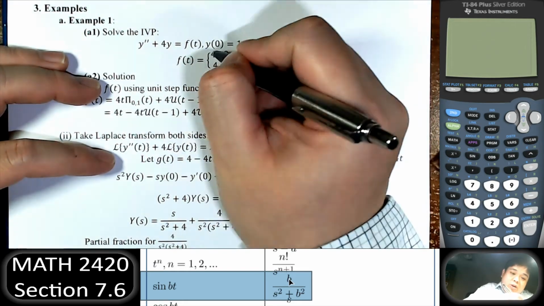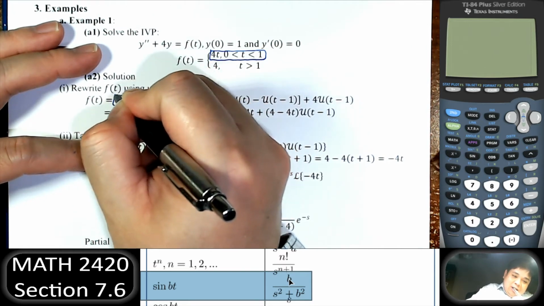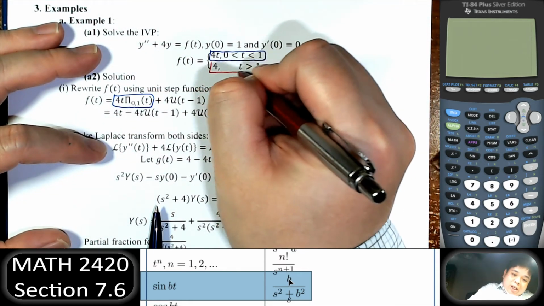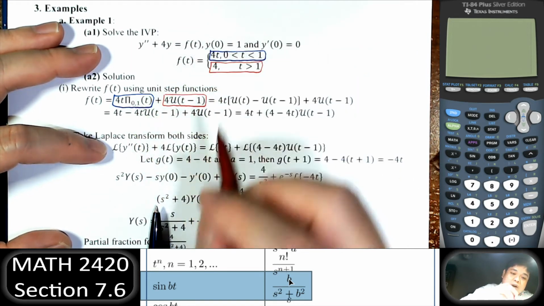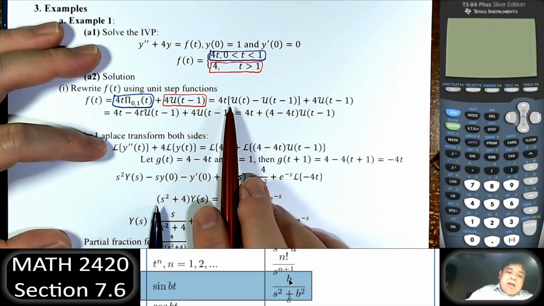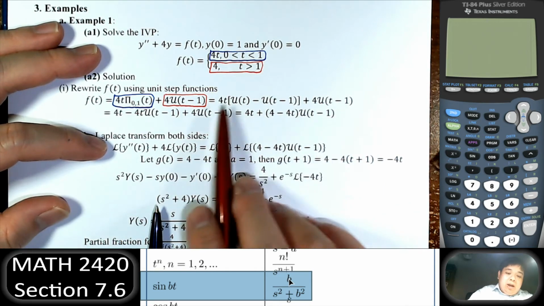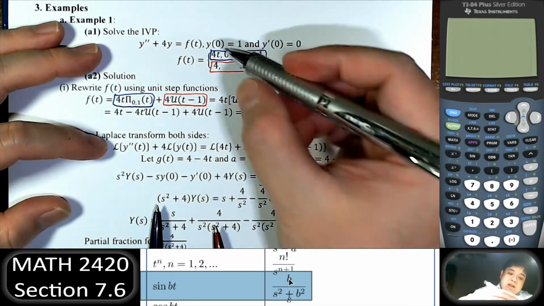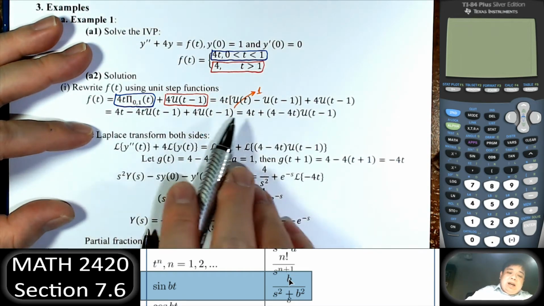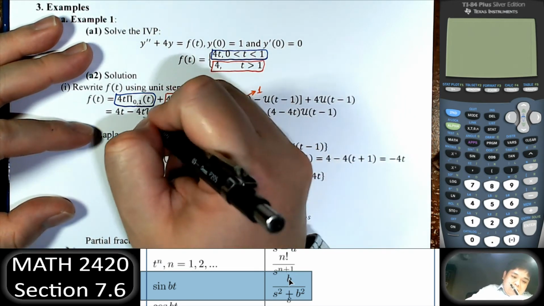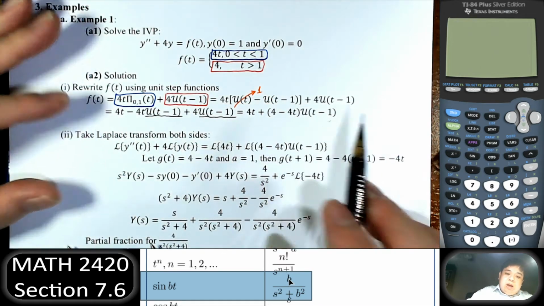So first we have the window from 0 to 1. Well, that is this. And then 4 when t is greater than 1. Now we just need the unit step function instead of the window function. So for t, u of t minus u of t minus 1, and then plus 4. Multiply that out, 4t, and then we combine like terms. That's what we have.